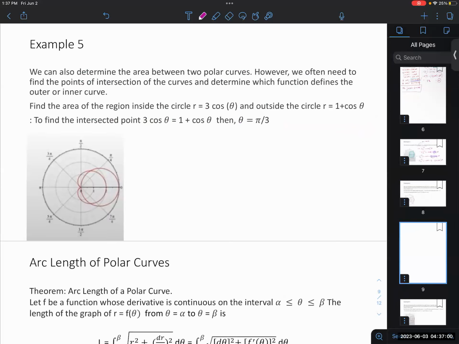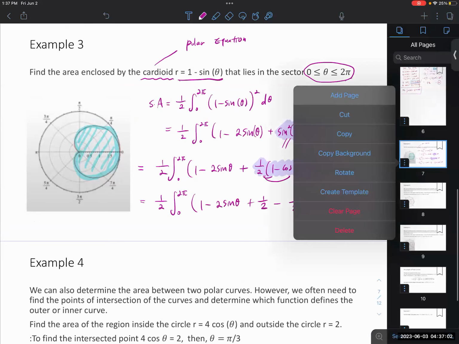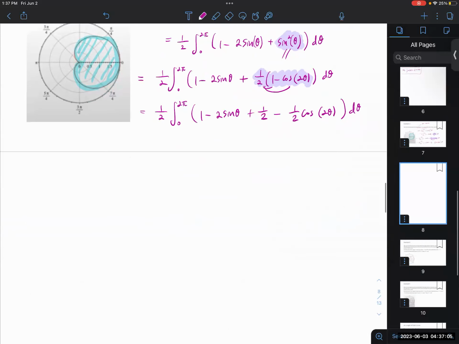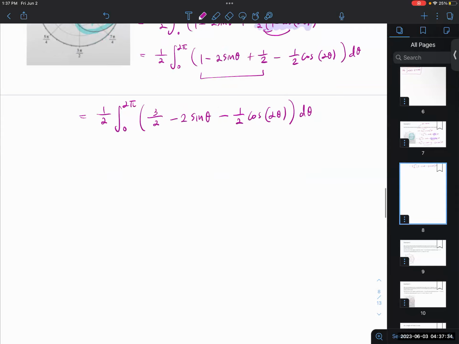Oopsie, sorry. Let me make a space here. So now you can combine those two. So 1 over 2, integral from 0 to 2 pi, 1 plus 1 over 2, that's 3 over 2, minus 2 sine theta, minus 1 over 2 cosine 2 theta. One more time, this is a double angle identity, right? But I can just leave it at that, that's fine. We cannot convert right now because we're going to take the integral.